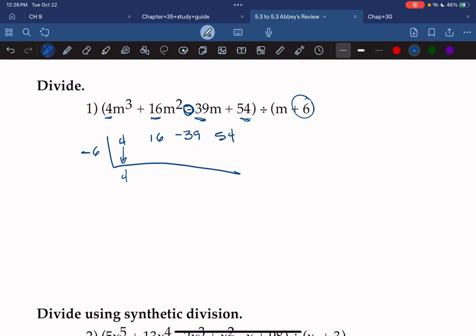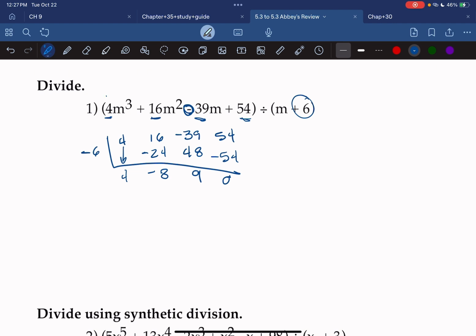Negative 6 times 4 is going to give us negative 24, and we write it here. And now 16 plus negative 24, meaning 16 minus 24, is going to be negative 8. Now, negative 6 times negative 8 is going to be positive 48. Negative 39 plus 48 is 9. Negative 6 times positive 9 is negative 54, which is 0. 54 minus 54 is 0.